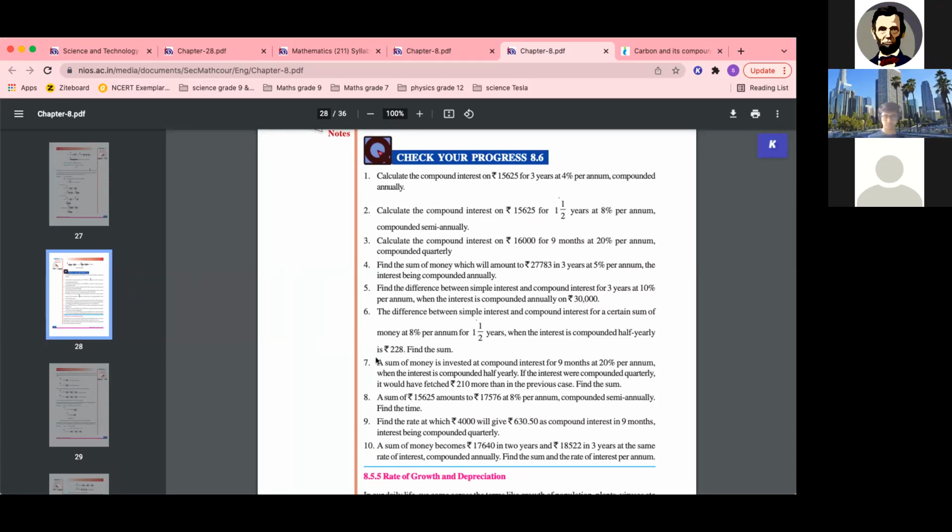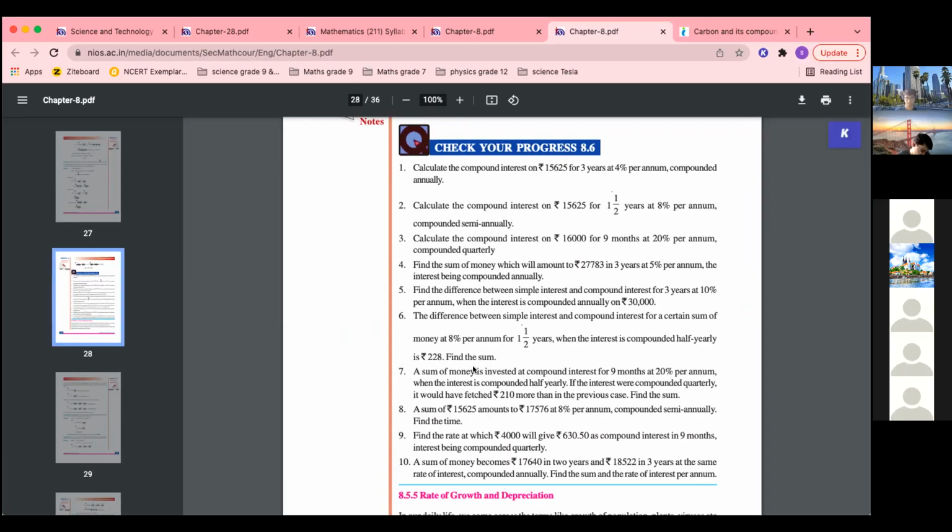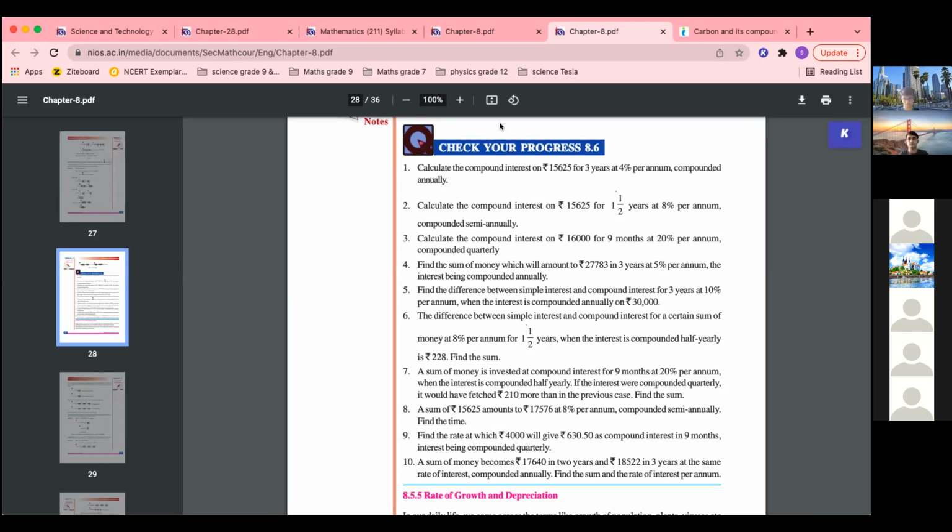Yes, I know these are a little tricky. We'll do these questions. But sixth is difference between... any other question that you were not able to do, only question 6 and 7? Yes, ma'am. Okay. So the difference between simple interest and compound interest on a certain sum of money at 8% per annum for 1.5 years, when the interest is compounded half yearly, is 228.